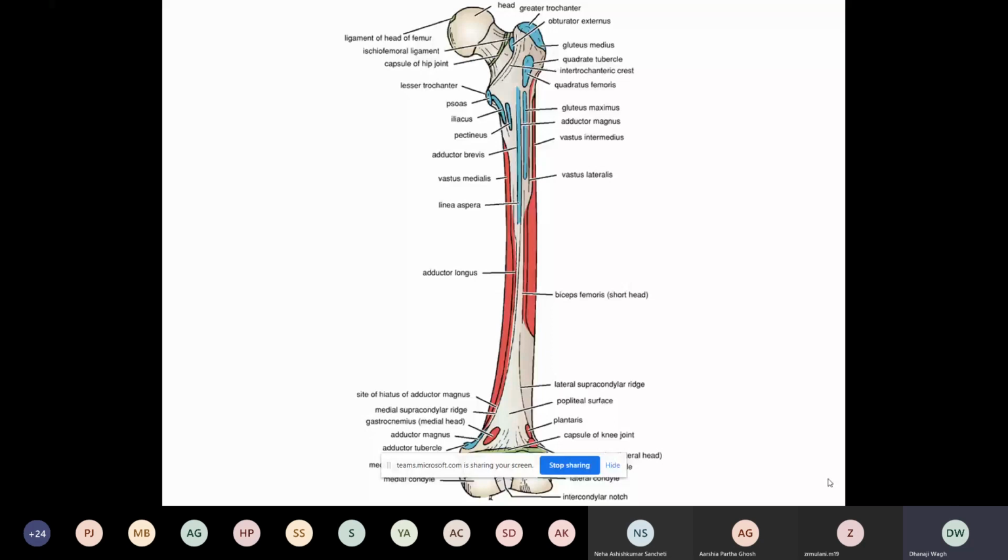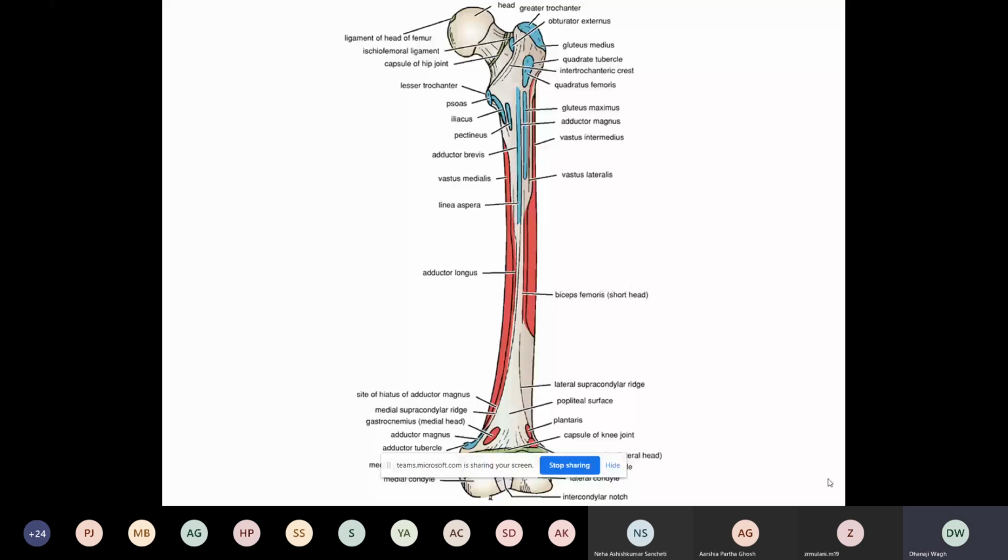Then we can see another one. There is gluteus maximus muscle, which is inserted on the gluteal tuberosity. See, there is an adductor longus. This adductor longus is inserted on the medial lip of the linea aspera between the vastus medialis and adductor brevis and magnus.